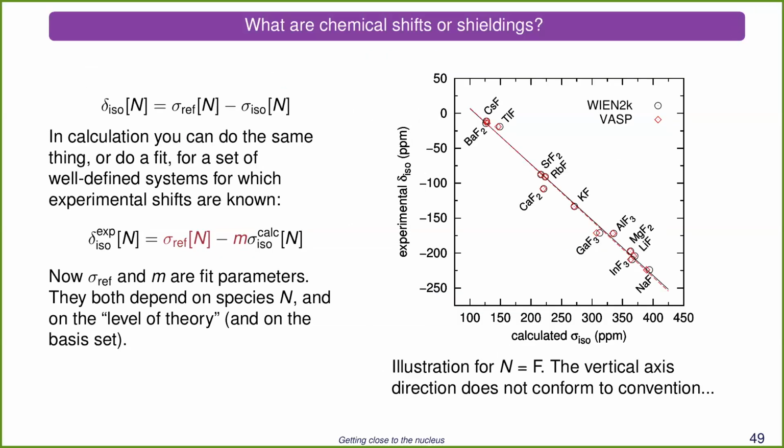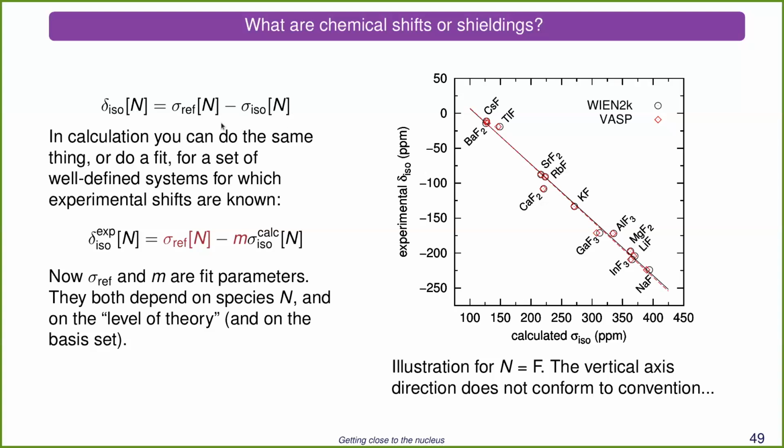Okay. Now, when you do a calculation, you also need to reference somehow. And you can, of course, do the same thing. Here you have the formula again for the isotropic shift related to the isotropic shielding. But now you could take the experimental reference system, do a calculation for that, and in this way just calculate this shift. So also comparing two experiments.